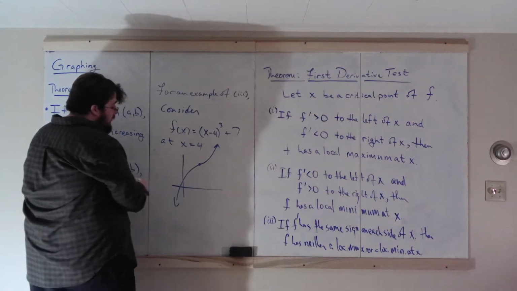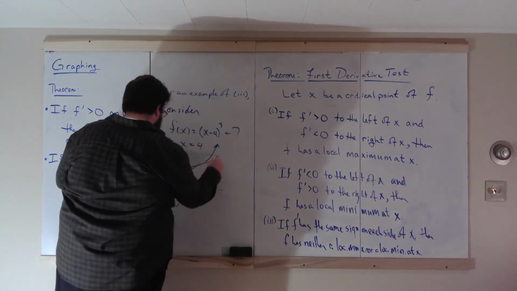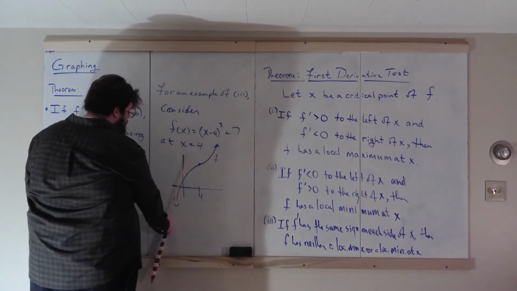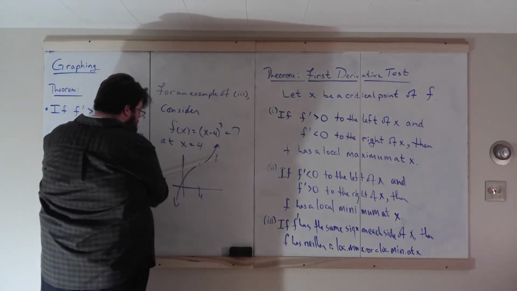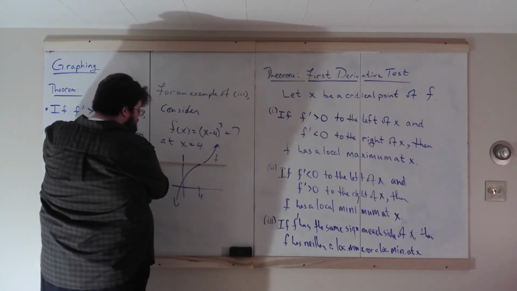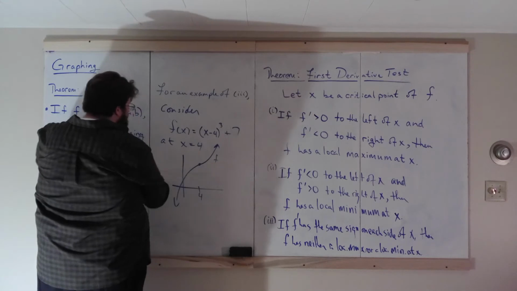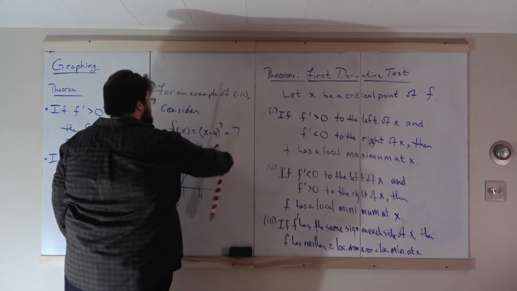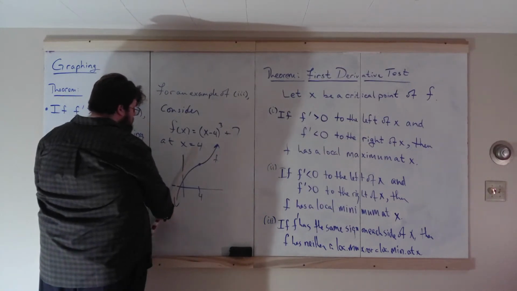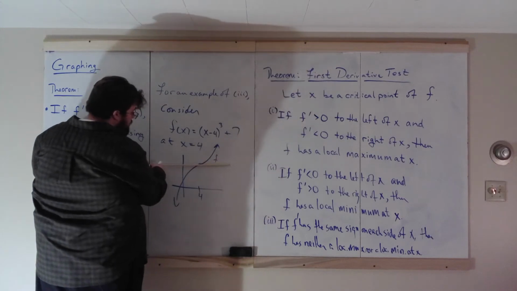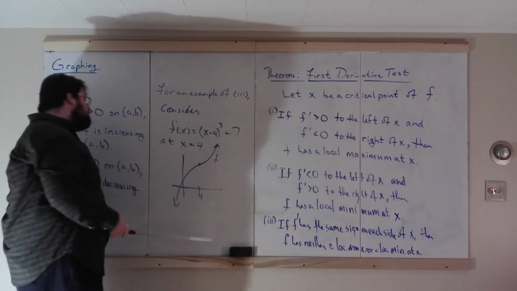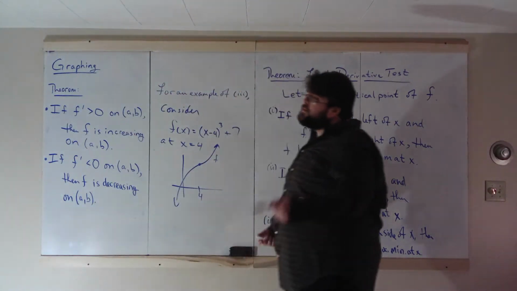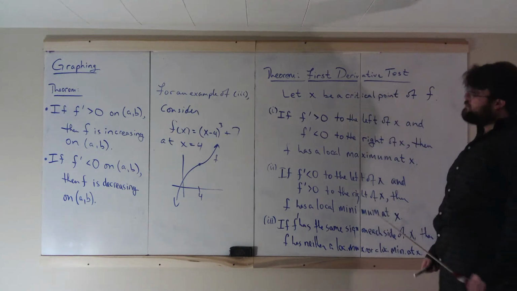But notice at this point 4, what do the tangent lines look like? Well, they start being positive, positive, positive, positive, positive, until it gets to 4. The tangent line is actually horizontal, meaning the derivative is 0. So on the left of 4, we have a positive first derivative, and then after 4, we still have positive slopes. So in this case, the derivative is positive on both sides of 4, and there's no maximum and no minimum. And similarly, if it's negative on both sides of 4.